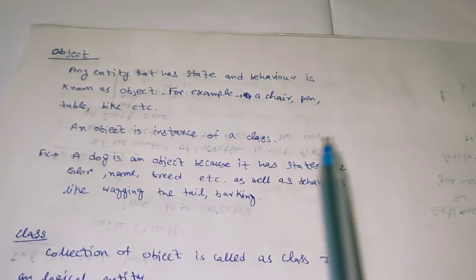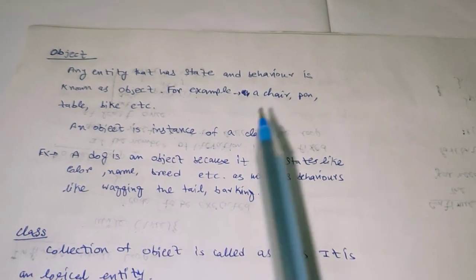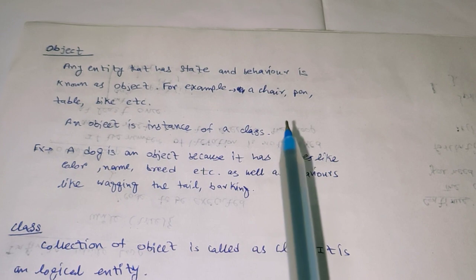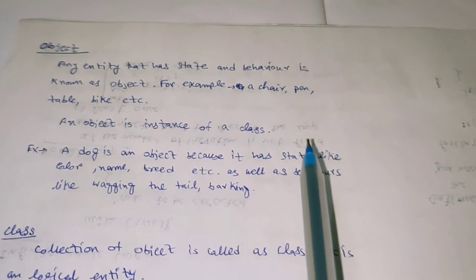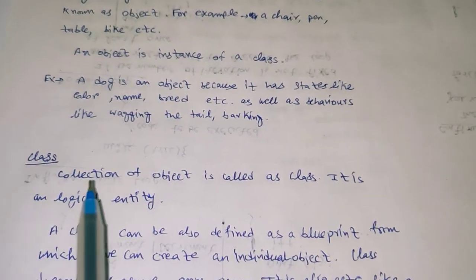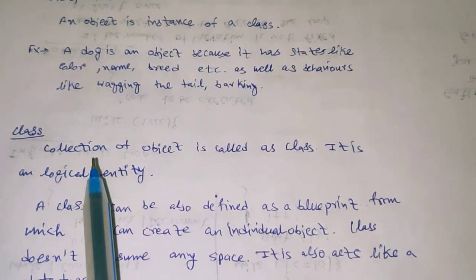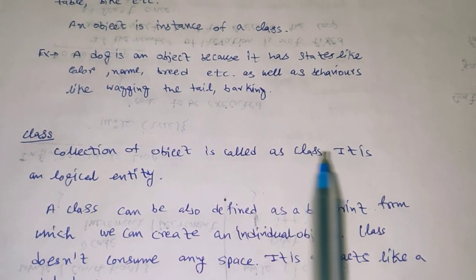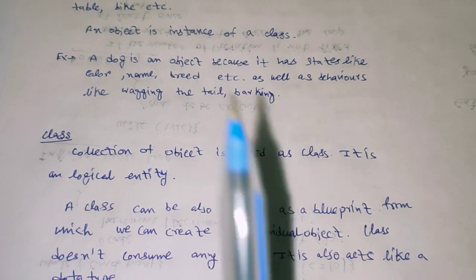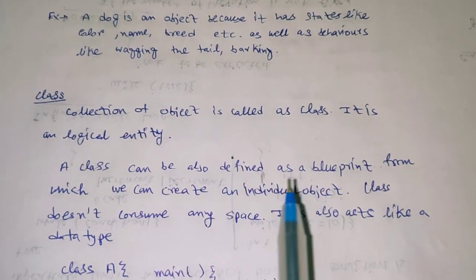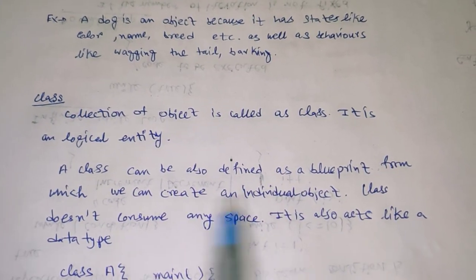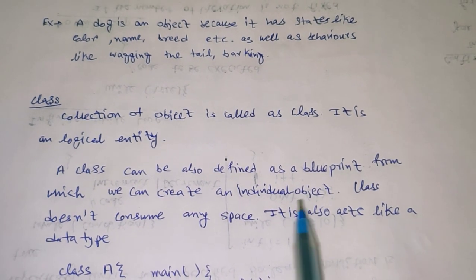Suppose a student is an object of a particular name. So here is a class. So what is a class? A class is a collection of objects. It is a logical unit. A class can also be defined as a blueprint from which we can create any individual object.